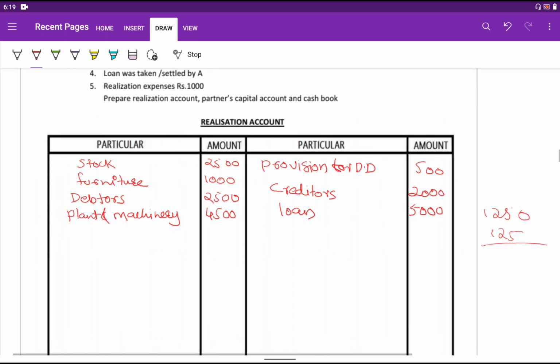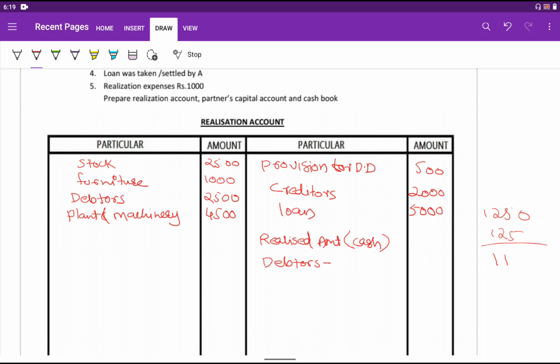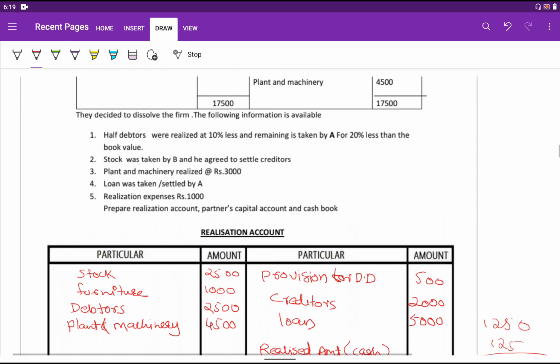We will write here the realized amount, that is in cash. So from debtors, how much did we get? We got only 1125 after deducting the 10% discount.